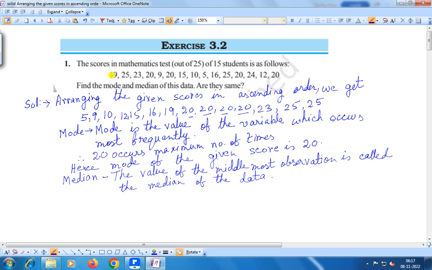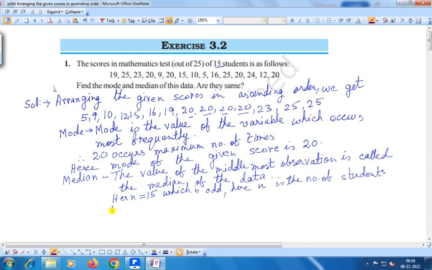Now here n equal to how many you count here? Here it is 15 students, right? So here n is equal to 15, which is an odd number, right? Therefore, here n is the number of students, right?